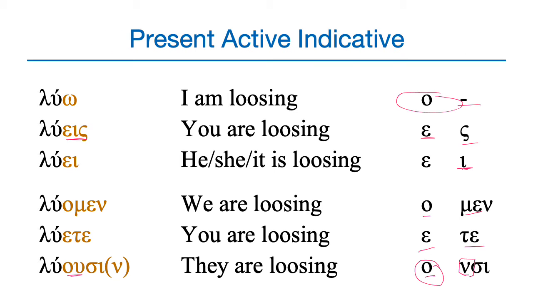If I were to just give you an overview of the present active indicative, looking to the left, you will see luo, lues, lue, luomen, luete, luousin. Luo means I am loosing. Lues, you are loosing. Lue, he, she, it is loosing. Luomen, we are loosing. Luete, you are loosing. Luousi, they are loosing. You notice the nu in the parentheses, in the brackets. It means that it's a movable nu. You may or you may not have it there. It doesn't matter.